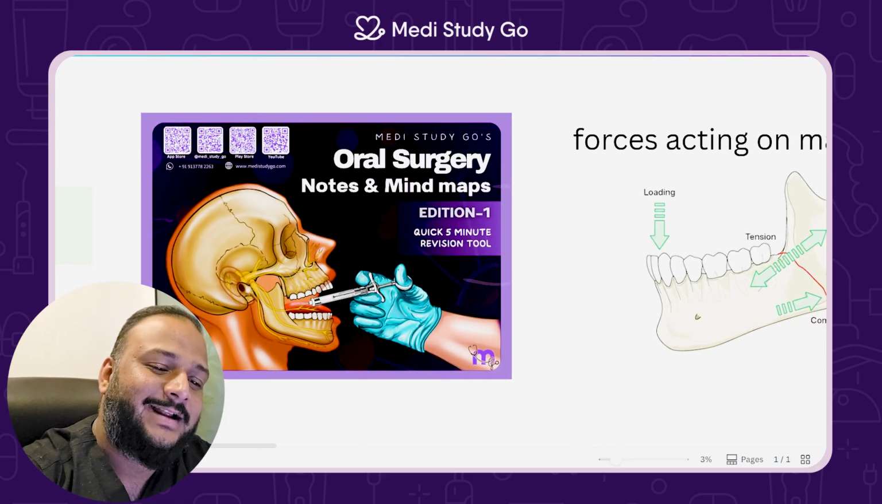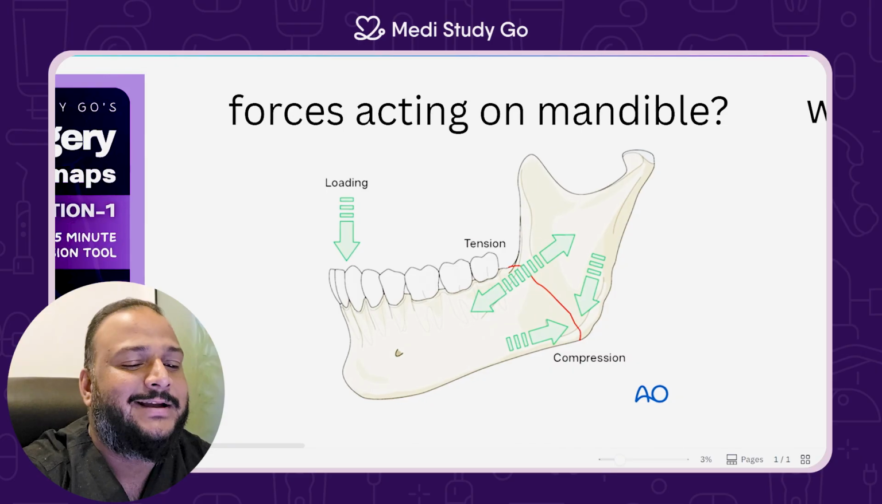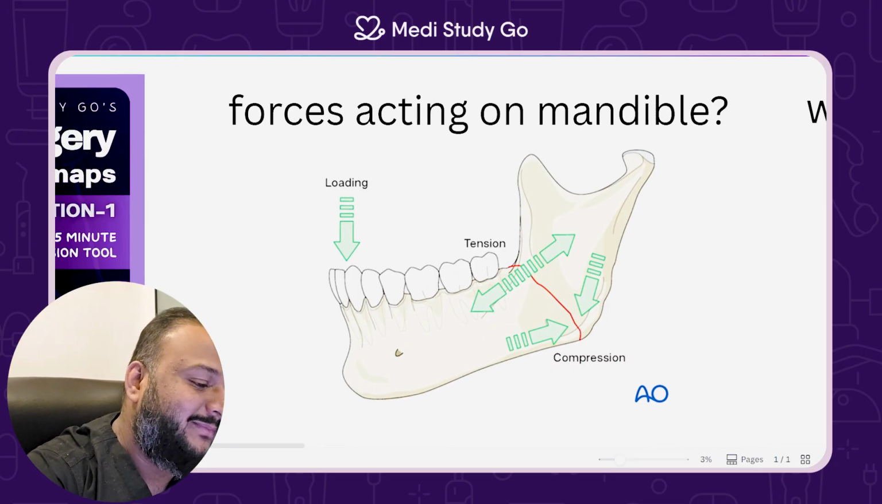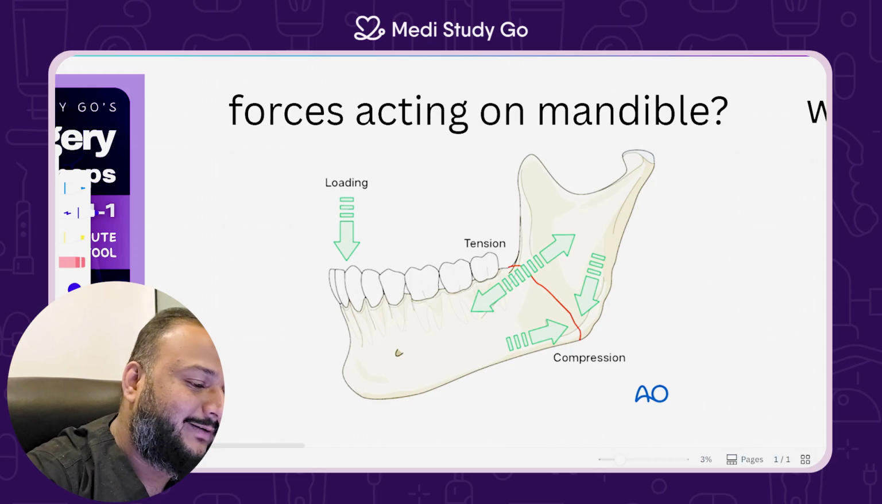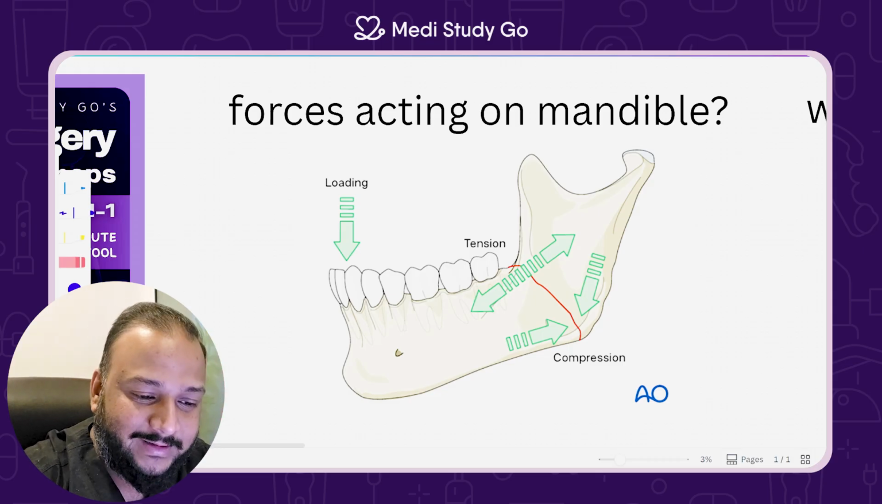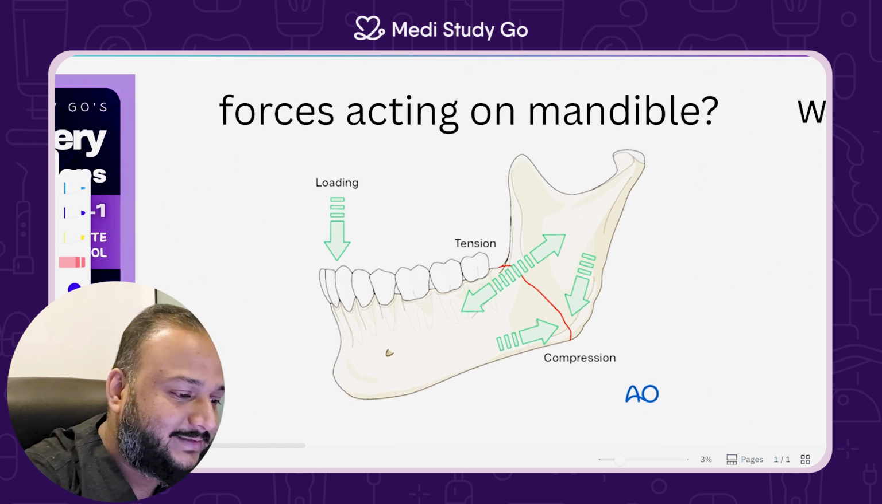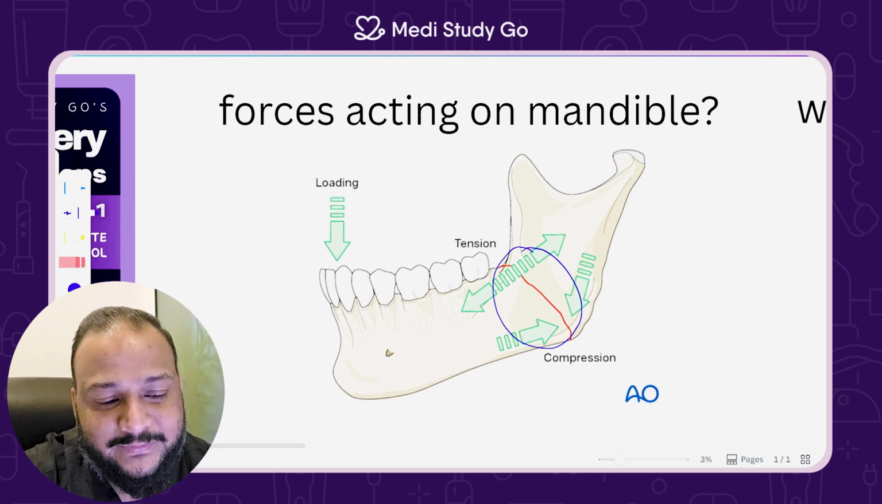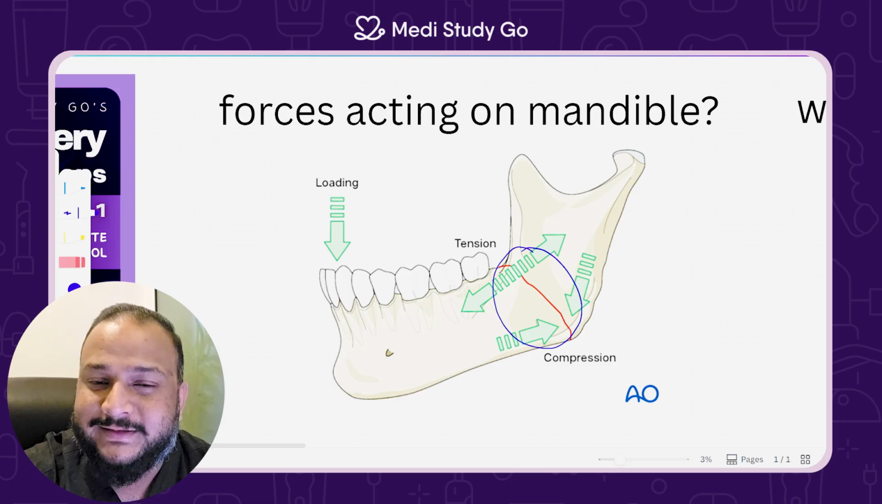So, if you want to understand Champy's lines of osteosynthesis, first you need to understand what the forces acting on the mandible are. And if you want to understand that, this is the most important diagram. Look at this. Consider this over here to be a fracture line. On this fracture line, there are forces which are acting.